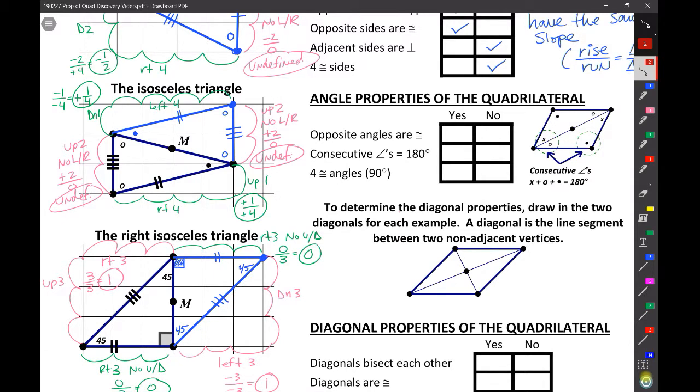Again, consecutive angles are the angles that are in a row, like this one here and this one here add up to 180 degrees, or this one here and this one here add up to 180 degrees. So then the question becomes, well, if I don't have any numbers, how do I know that they're going to be supplementary, that they're going to add up to 180 degrees? Well, we're going to use our triangle angle sum theorem for that.